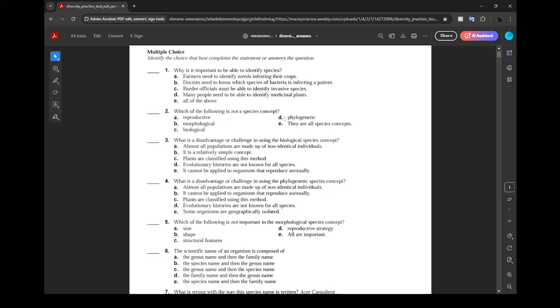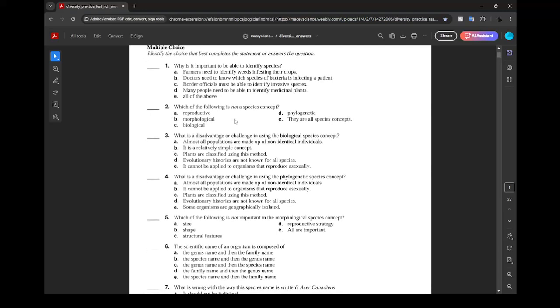Species concept, we have three, which were phylogenetic, morphological, and biological. So the one that's not here is reproductive. So we're going to pick A for that one. And then for the third question, what is a disadvantage or challenge in using the biological species concept?